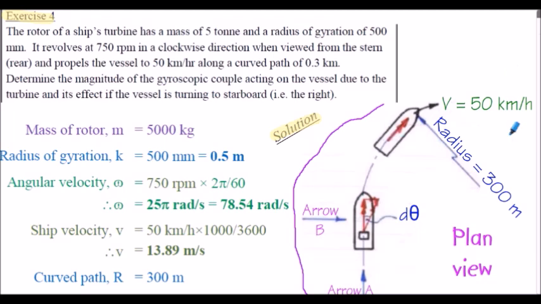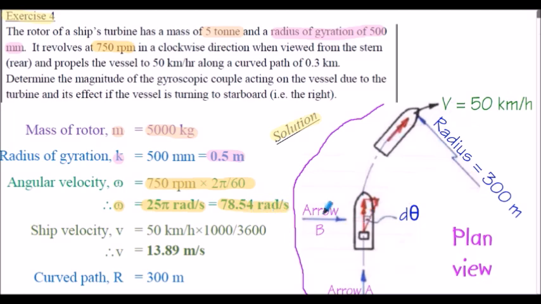As always, extract information from the question. The mass of the rotor of the ship's turbine, M, is 5 tonne in the question, so of course that's 5,000 kilograms. The radius of gyration given in the question is 500 millimeters, so again, converting to meters, K is 0.5 meters. The angular velocity of the turbine is 750 revs per minute, so we need to convert that into radians per second. So the angular velocity omega can be specified as 25 pi radians per second, that's the exact value, or to 2 decimal places, that's 78.54 radians per second.